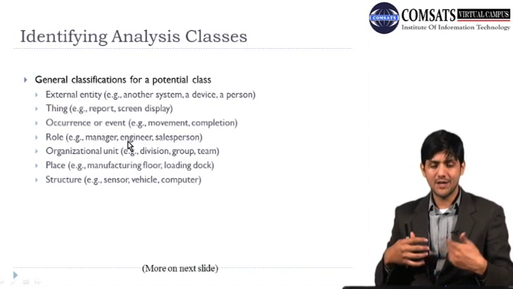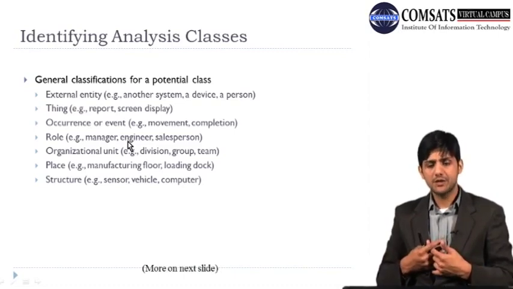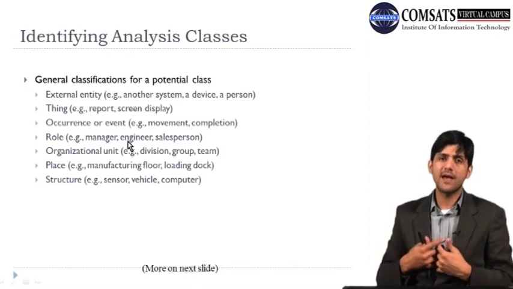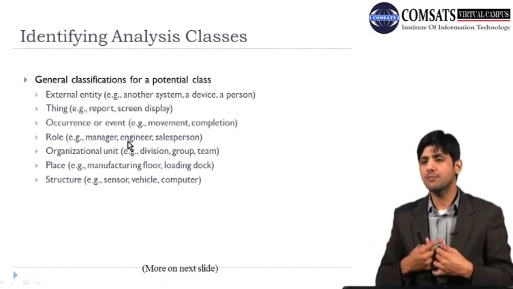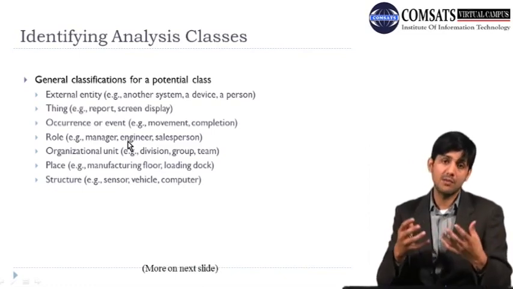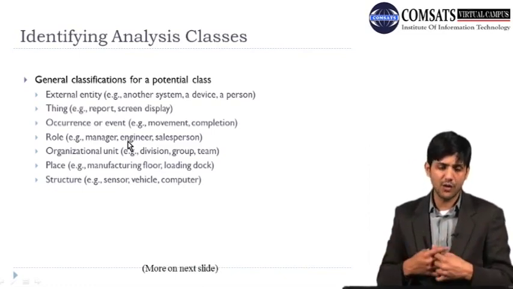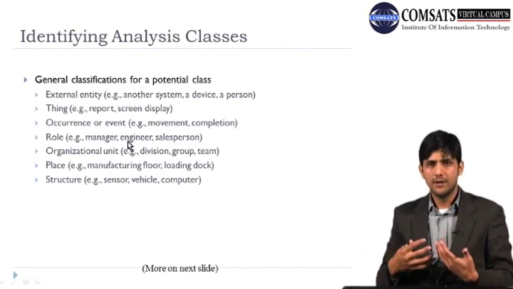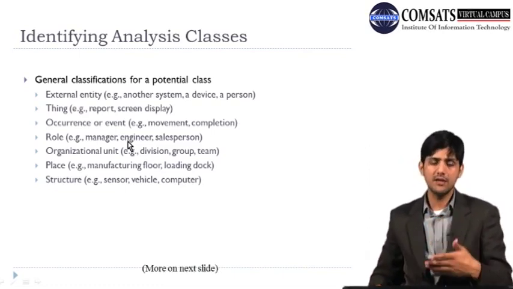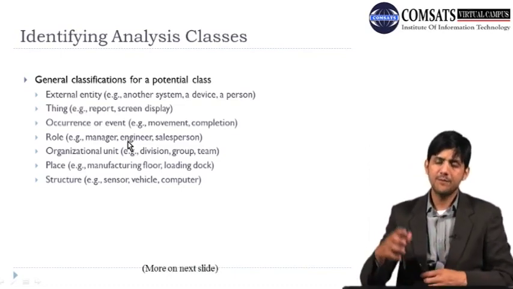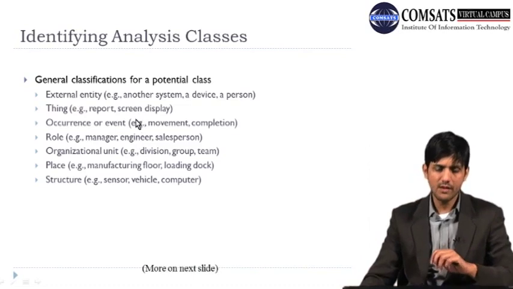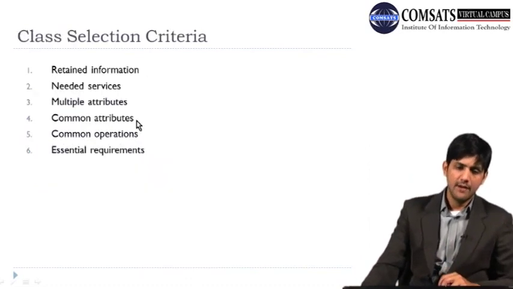And then you have the organizational units, whose examples are group, team, and divisions. Then you have place, and as I said, in the case of safe home, it can be different rooms or the location of different sensors, which is very important because we want to know where the fire started from. And then you have the structure, and in this particular example, we have sensors. It can be a vehicle, it can be a computer, or anything. So all the classes, we need to classify them, and we classify them using these 7 categories.